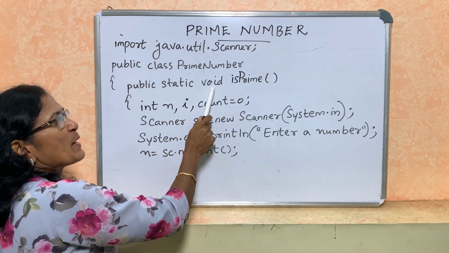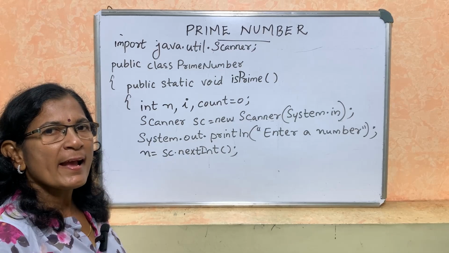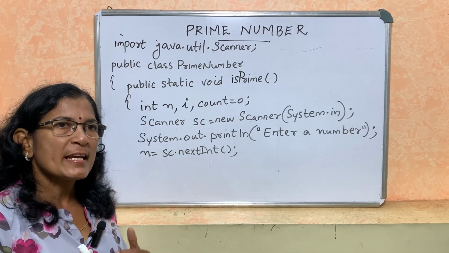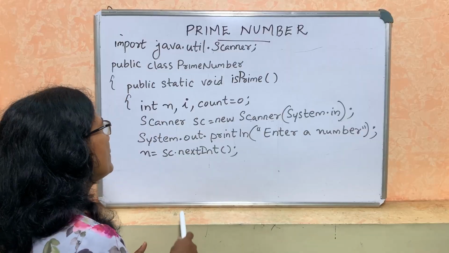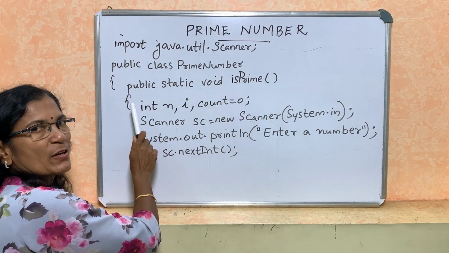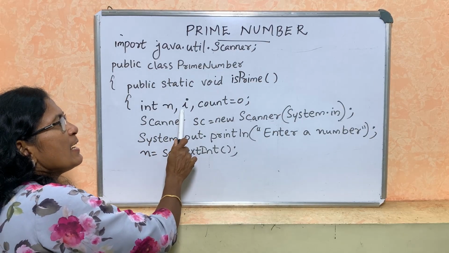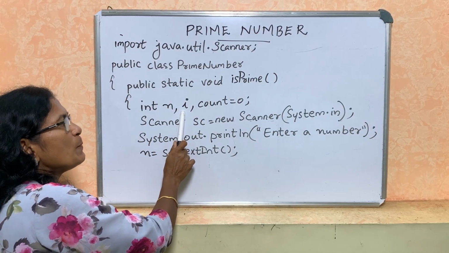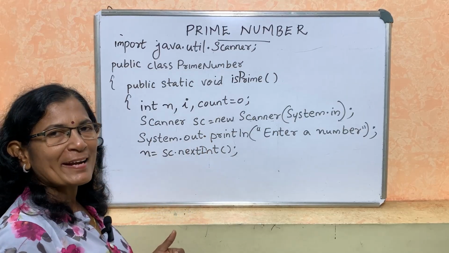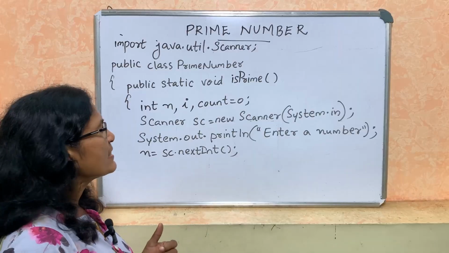Public static void isPrime. A meaningful name, isPrime, is given to the method, as we are going to check whether an entered number is a prime number or not. Any name can be given for the method. A sufficient number of variables are declared here at the beginning of the method: n to store the input from the user, a loop index variable i, and variable count, to store the total number of factors of n, declared and initialized as 0.